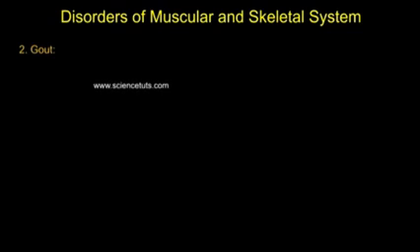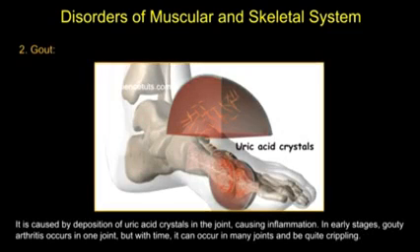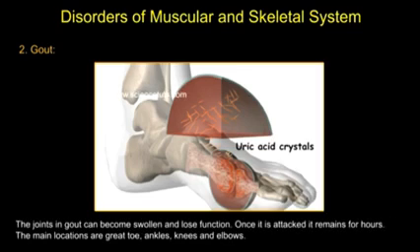2. Gout. It is caused by deposition of uric acid crystals in the joint, causing inflammation. In early stages, gouty arthritis occurs in one joint, but with time, it can occur in many joints and be quite crippling. The joints in gout can become swollen and lose function. Once it attacks, it remains for hours. The main locations are the great toe, ankles, knees, and elbows.